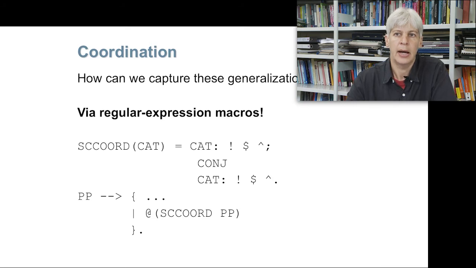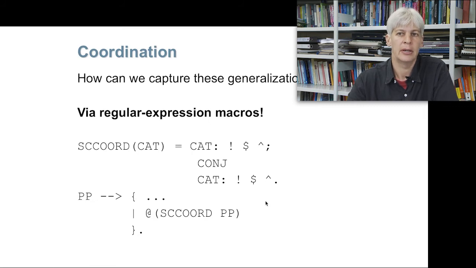Okay, so how can we capture these generalizations? What generalizations? Well, that you can have same category coordination and that all of the rules look pretty much the same. You say, well, I have some kind of category, a conjunction, and another category. And then, of course, you could have more as well, but that makes the rules more complicated. So this is just the simple version.